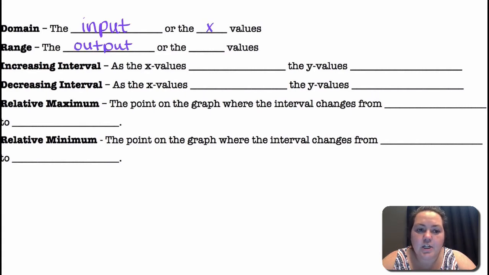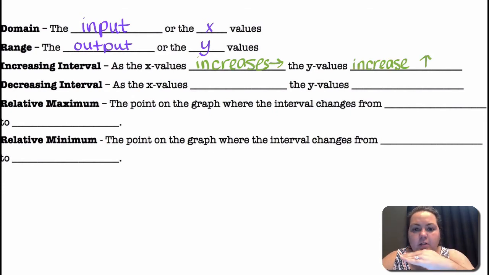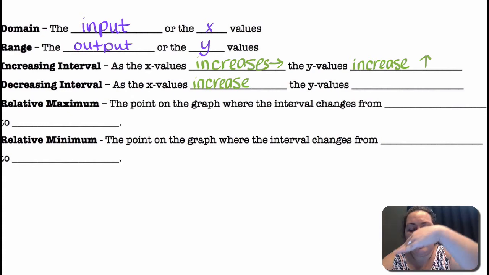The range is the output or y values. The increasing interval is as the x values increase, the y values also increase. Decreasing interval is as the x values increase, the y values decrease.